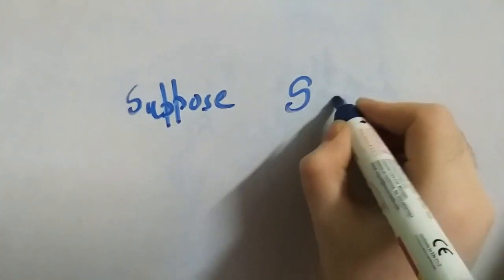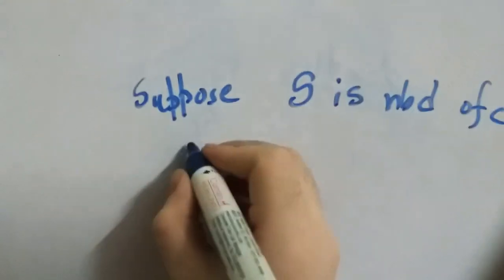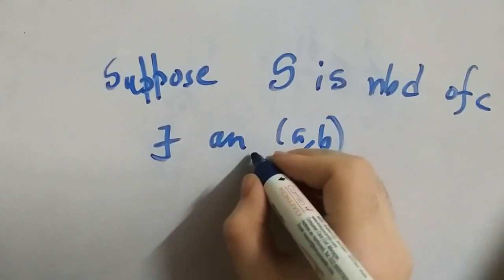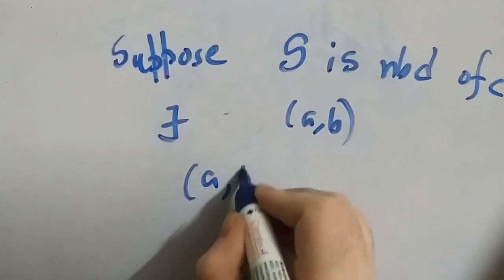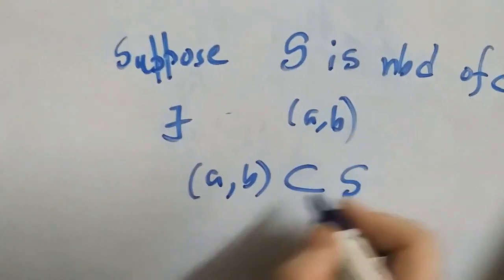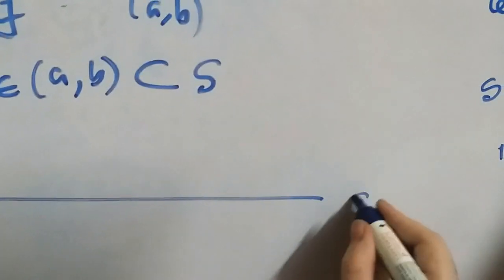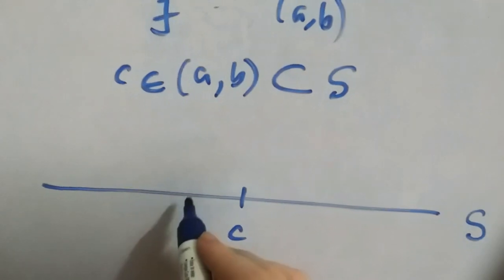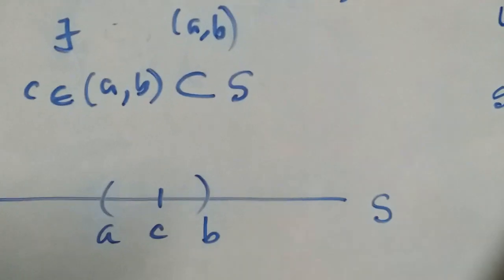Suppose S is a neighborhood of C. Then there exists an open interval (a, b) by definition, such that (a, b) is contained in S and C belongs to (a, b). Therefore, if S is a neighborhood of C, then C belongs to S, and there exists an open interval (a, b) contained in S.